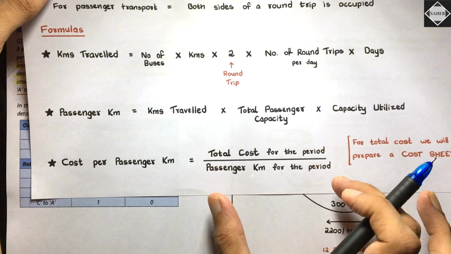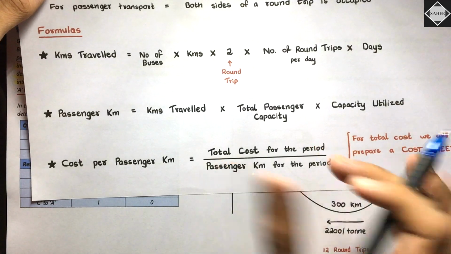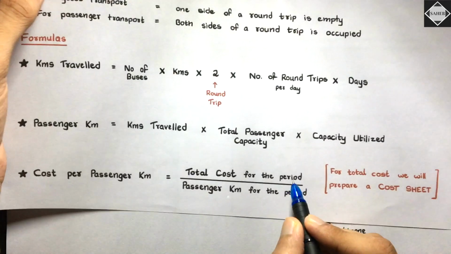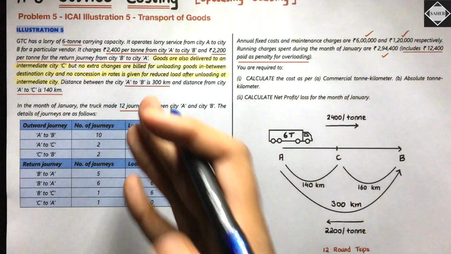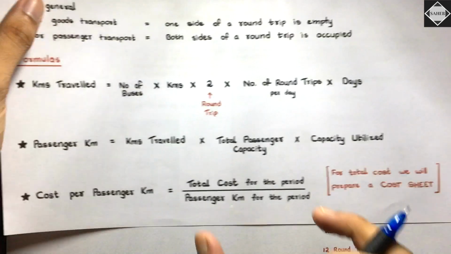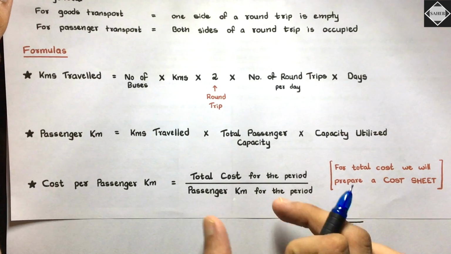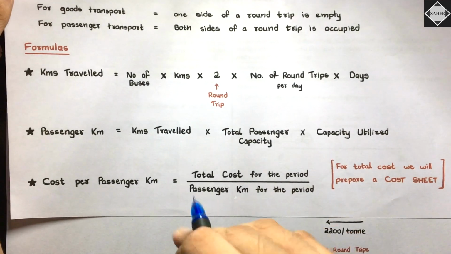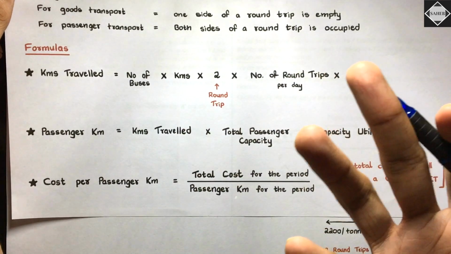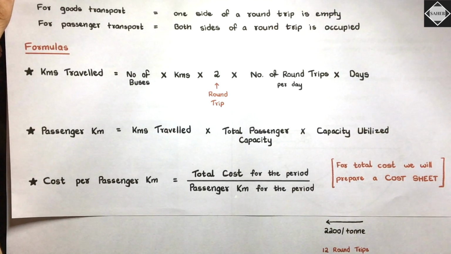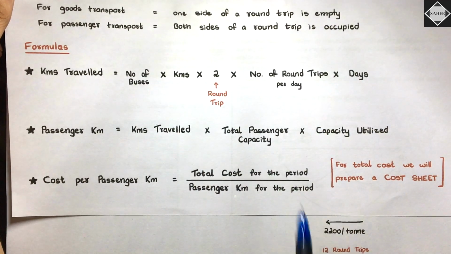There is a numerator and there is a denominator. The numerator was what? Total cost for the period. Here also it's the same, total cost for the period. Here we are seeing the month of January. So we need the total cost of the month, and we need a denominator also of the month, right? But in goods transport, what would be the denominator? The denominator would be ton kilometer. It will be ton kilometer for the month of January.